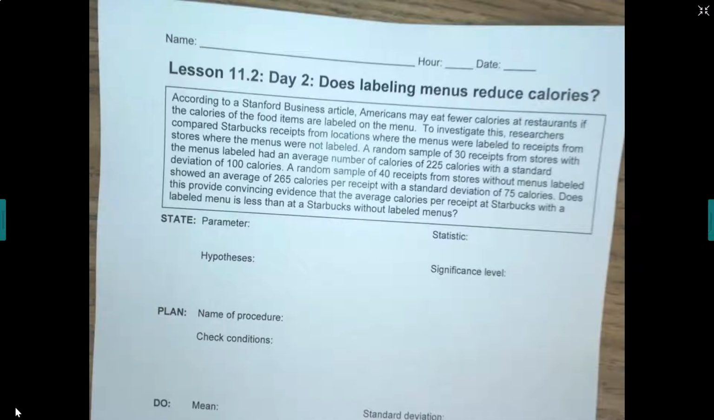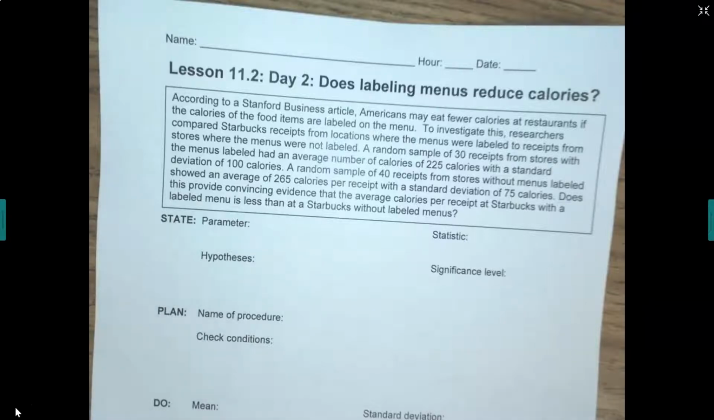So to investigate this, researchers compared Starbucks receipts from locations where the menus were labeled to receipts from stores where the menus were not labeled. A random sample of 30 receipts from stores with the menus labeled had an average number of calories of 225 calories with a standard deviation of 100 calories. A random sample of 40 receipts from stores without menus labeled showed an average of 265 calories per receipt with a standard deviation of 75 calories. Does this provide convincing evidence that the average calories per receipt at Starbucks with a labeled menu is less than that at a Starbucks without a labeled menu?